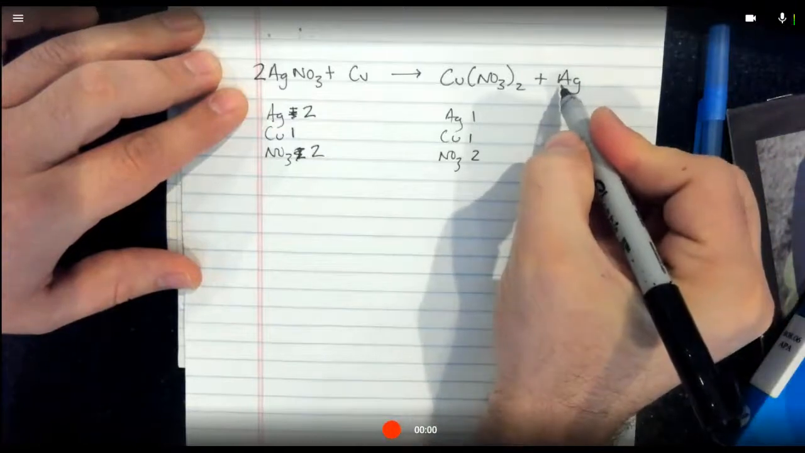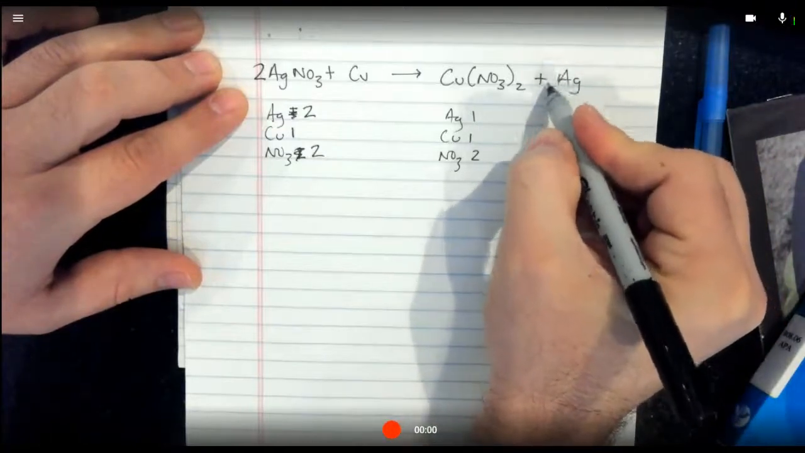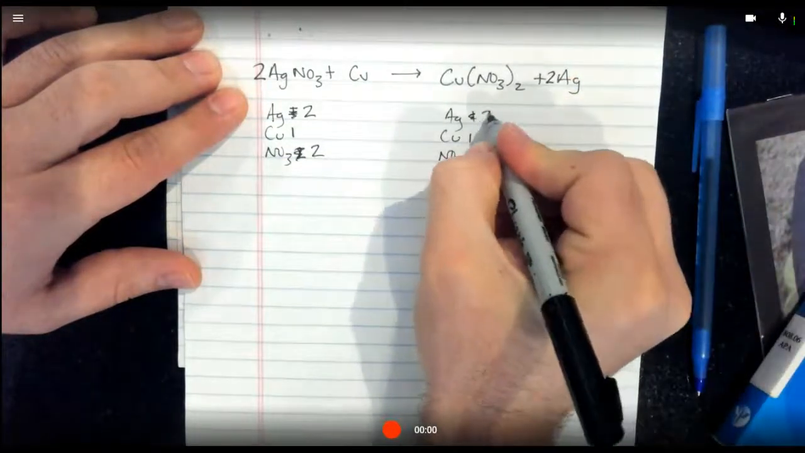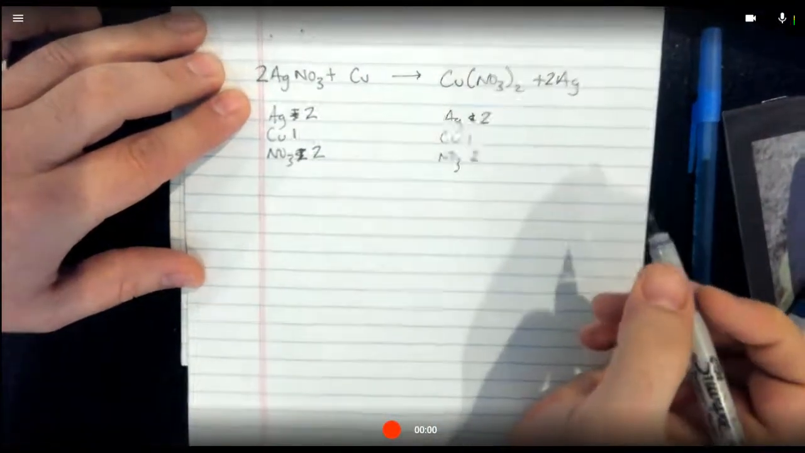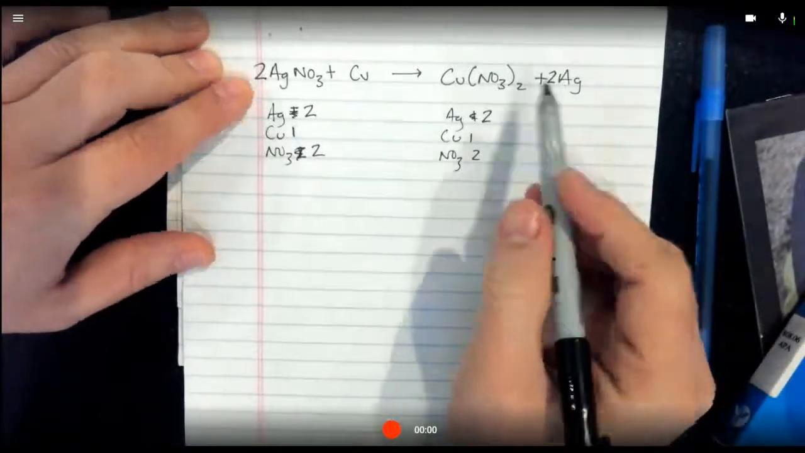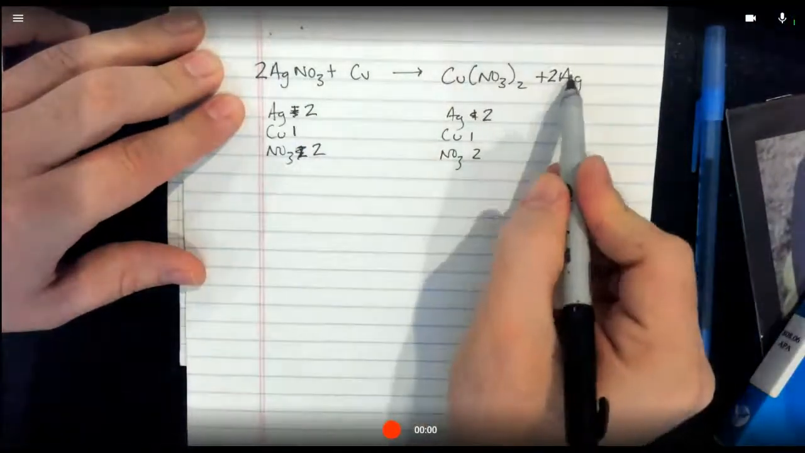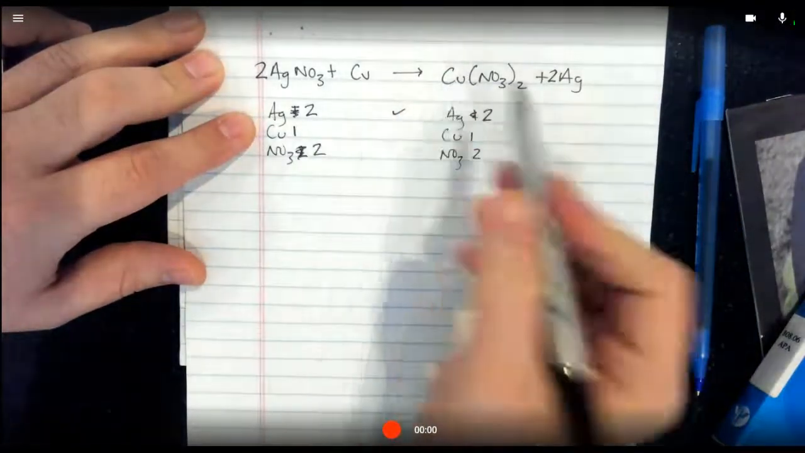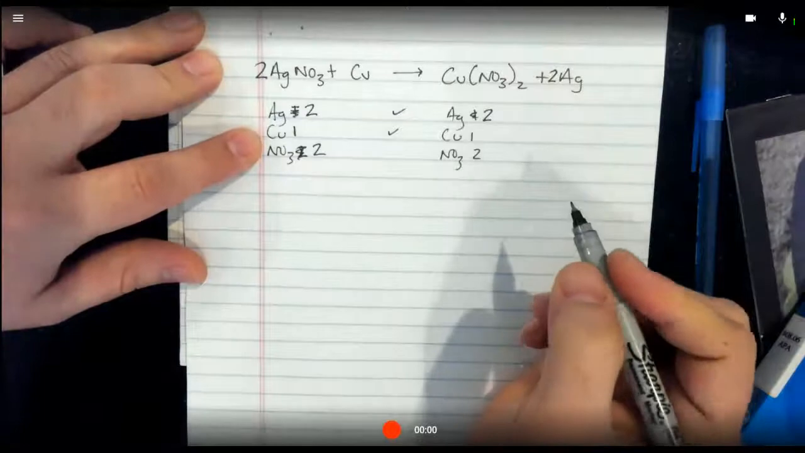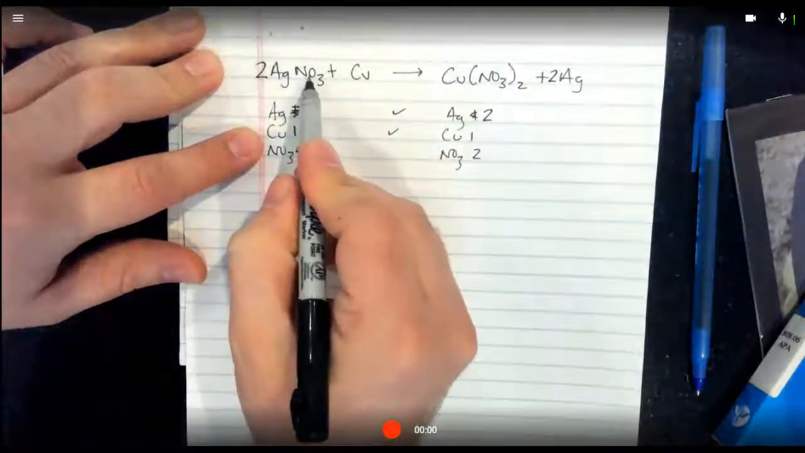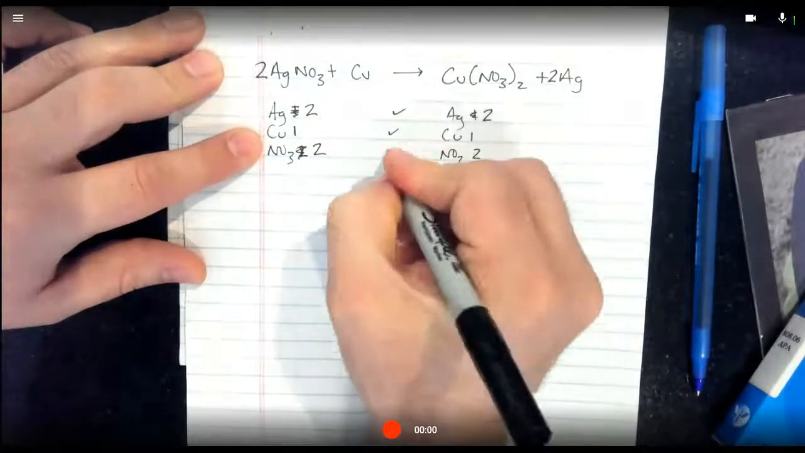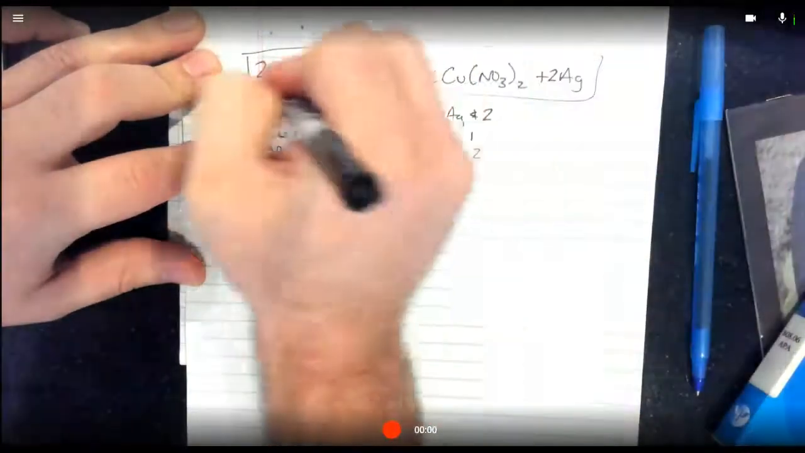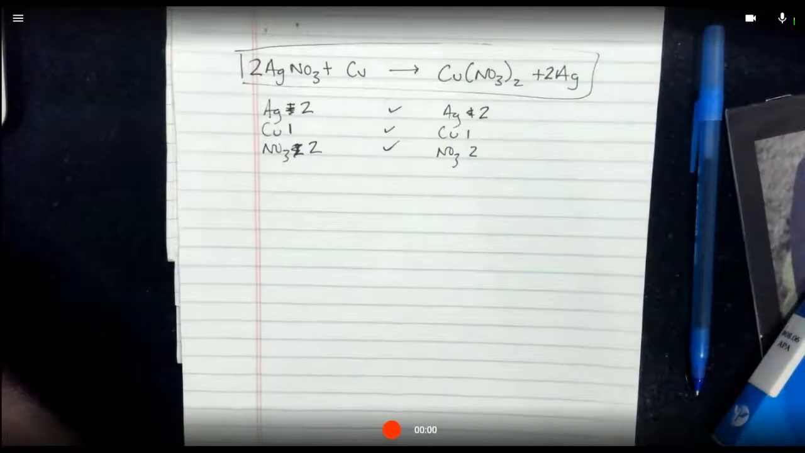We only have 1 silver on the right-hand side, so we need to change the coefficient here. We need to place a 2 in front of the silver, and we end up with 2 silvers on the right-hand side. So now we have 2 silvers. That's good. We have 1 copper, 1 copper. That's balanced. And we have 2 nitrate units, 2 nitrate units, and that's balanced. So this would be our balanced chemical equation for that first sample problem.